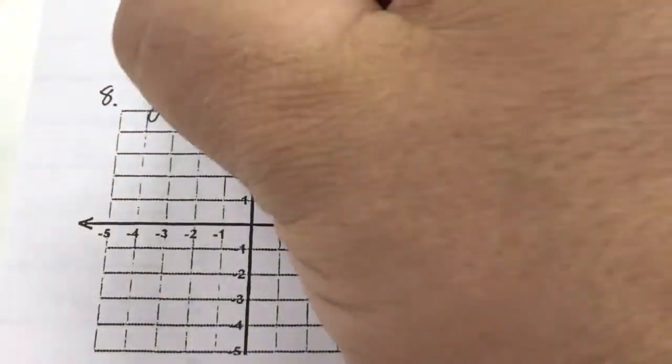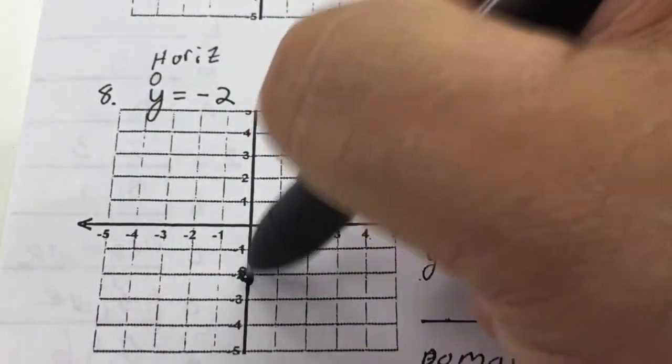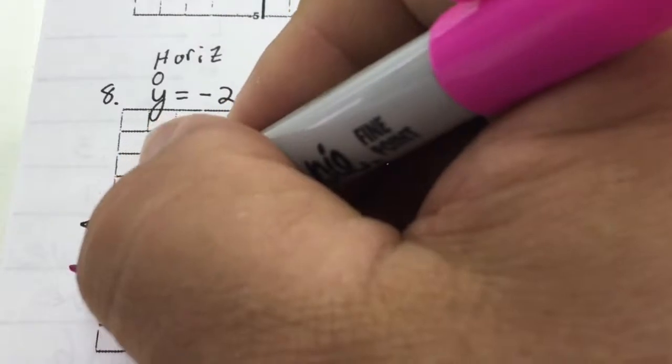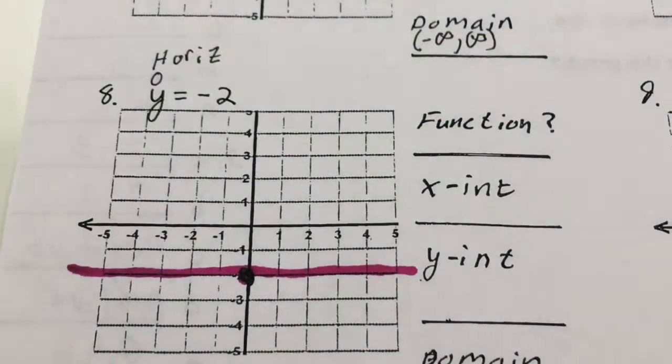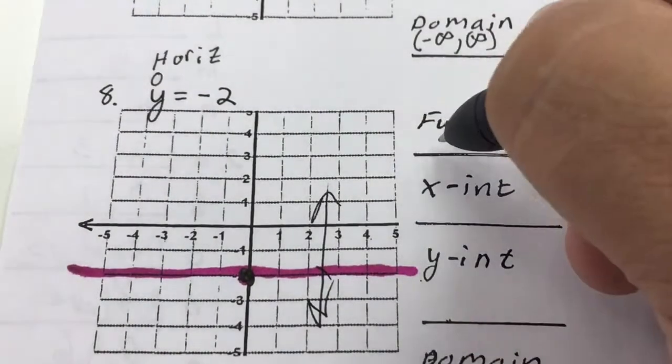Y equals -2. That's a horizontal line through y equals -2. So I go to y equals -2 and place a dot, and then I graph a horizontal line through y equals -2. Is that a function? Yes. A horizontal line passes the vertical line test. It only hits it once. So yes, that's a function.